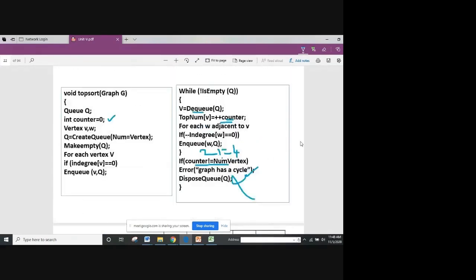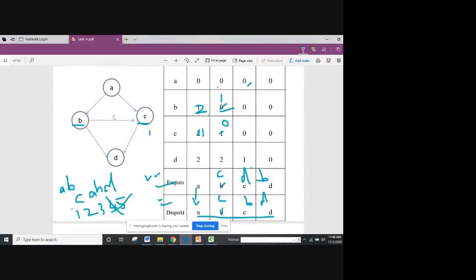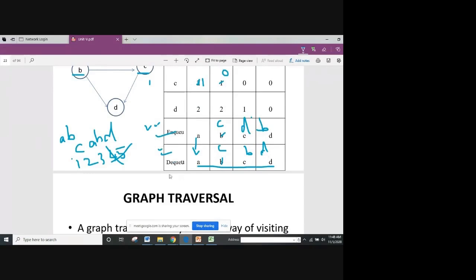So this is the meaning. It is not the case that all the time you will get the right answer. If all the in degrees are correctly falling to 0, you will get the order. Finally, if all the nodes are visited, in the sense all are dequeued, it means that whatever is enqueued is getting dequeued. That's what I'm telling with this term.